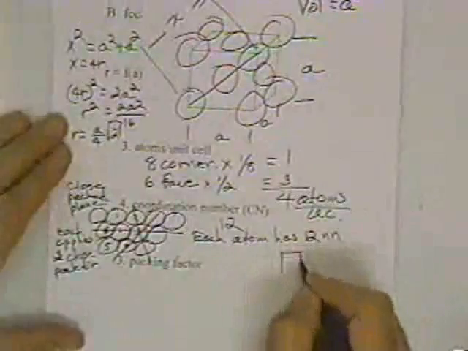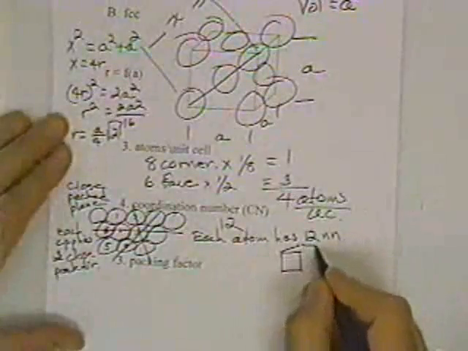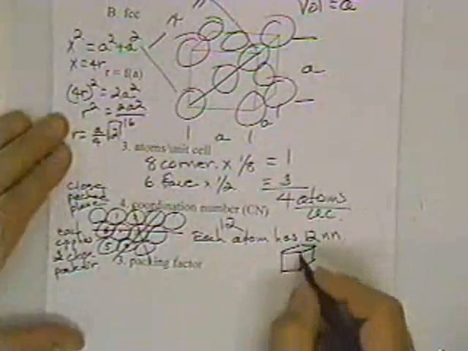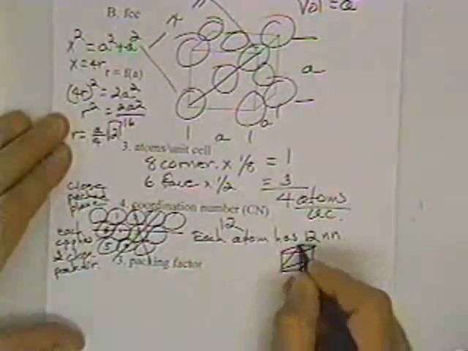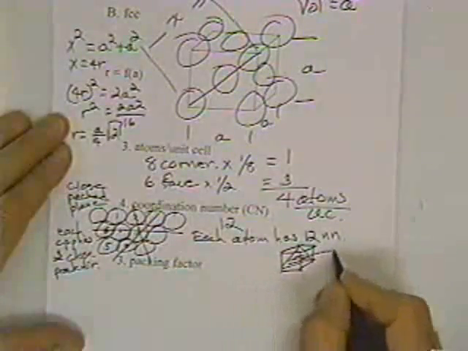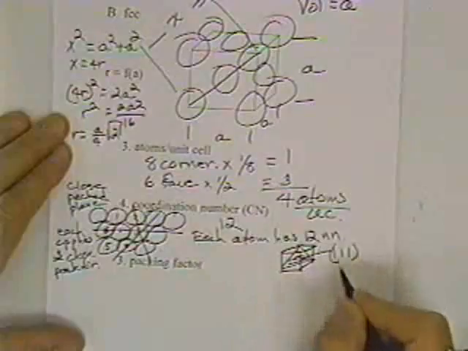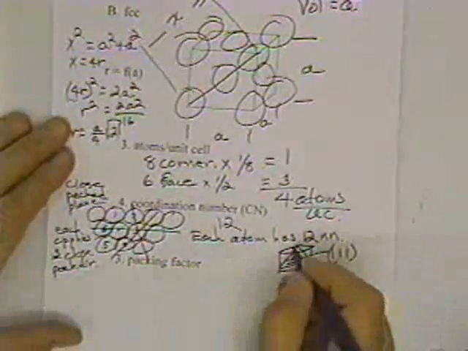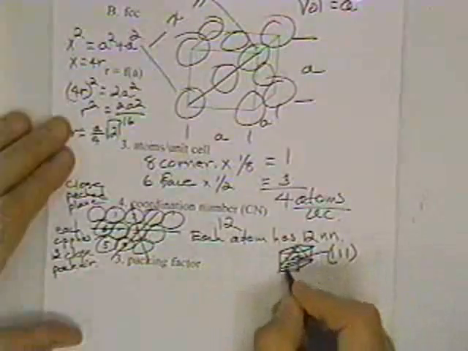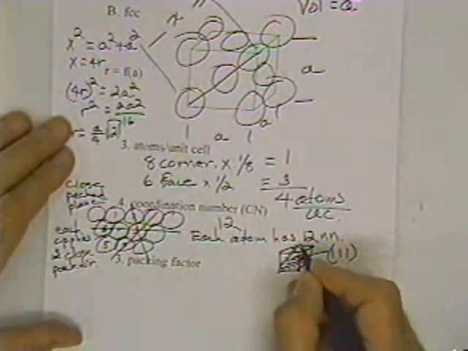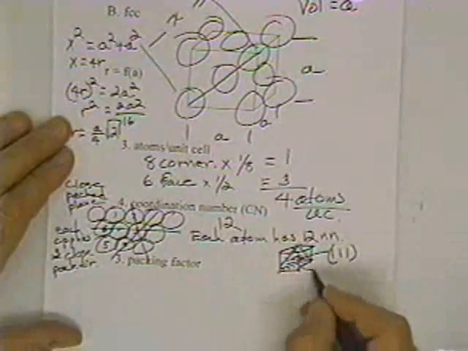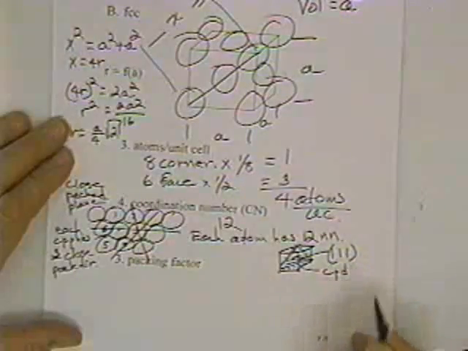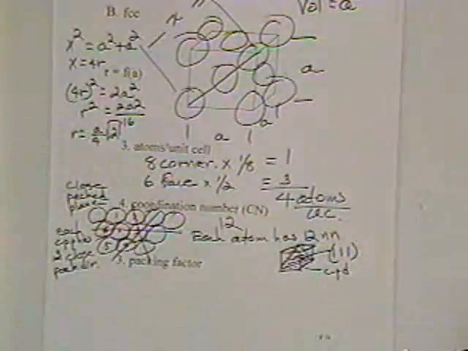And the close packed plane for face-centered cubic corresponds to the cube diagonal plane, or the 1, 1, 1 plane, and then the close packed directions are the face diagonals, so this particular plane has 3 close packed directions, which I have represented with those little dotted lines.